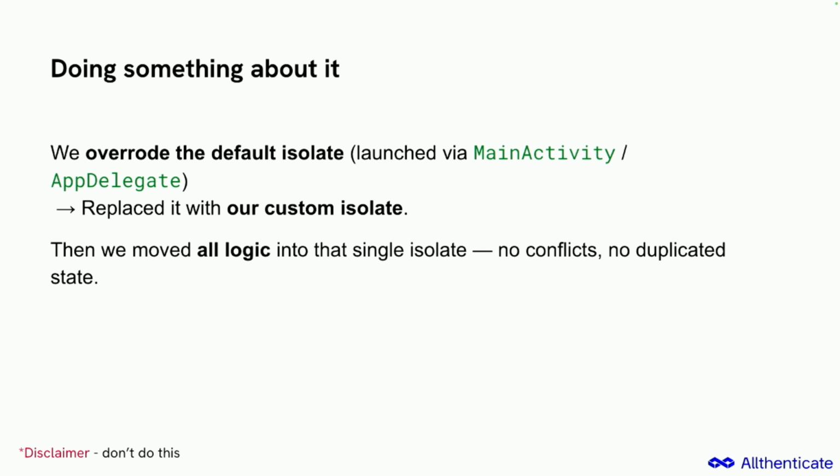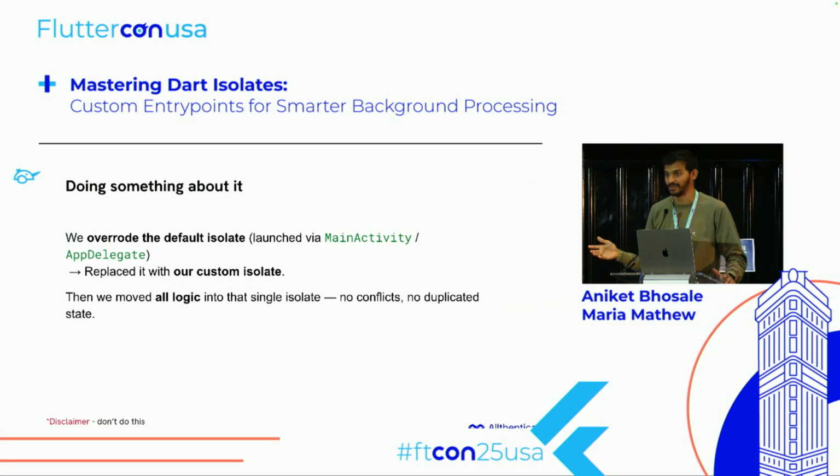We do have a disclaimer: don't do this. This is not the way to do engineering practices for scalability. Two isolates is the correct way to do this, but at the time it was a huge refactor, and we found this was the quickest way to get us on the road with our backend refactor. But yeah.